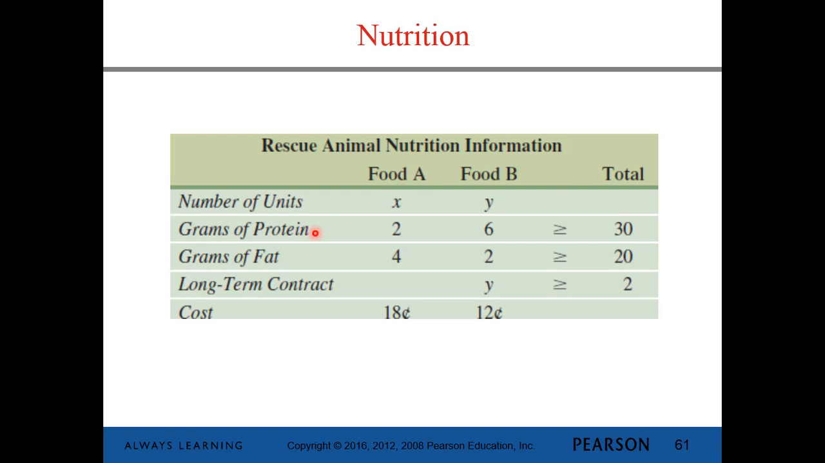Now, the grams of protein, though, are restricted. So each feeding can have 2 grams, 2 times the number of units of food A, as far as protein, right? So that's the total number of grams of protein from food A, plus the total number of grams of protein from food B. And so this amount has to be more than or equal to 30.